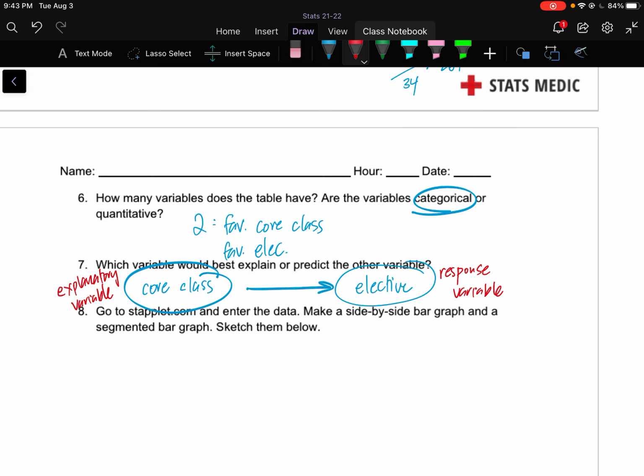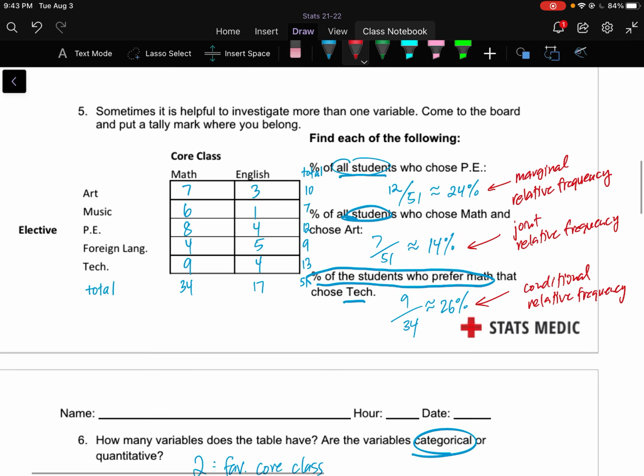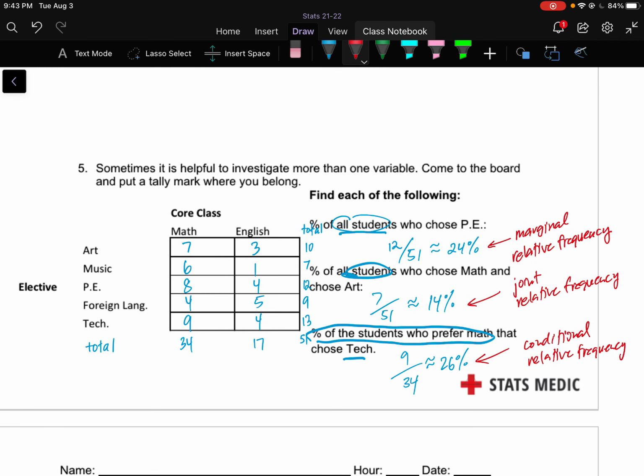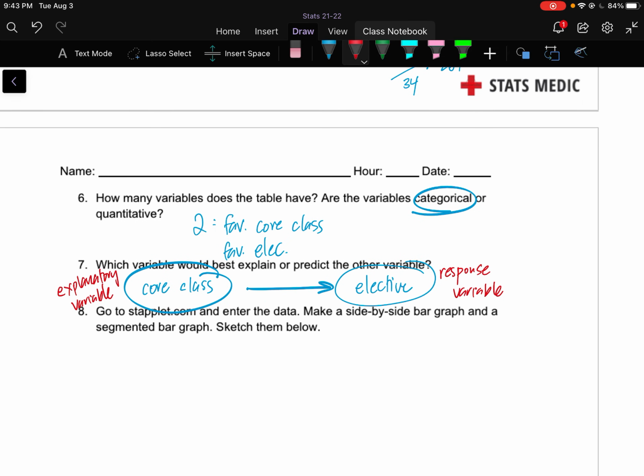Okay. All right. At this point, we're going to go back to Statlet and we're going to make some graphs for this two-way table data. Okay. We're going to make a side-by-side bar graph, and we're also going to make a segmented bar graph.